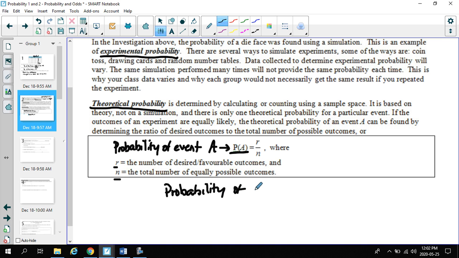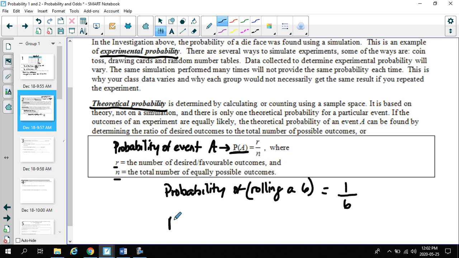So the probability of rolling a 6. Event A is rolling a 6. So our desired outcomes are rolling a 6. There's one way to roll a 6. The number of equally possible outcomes: we know there are 6 possible outcomes and they're all equally likely for a regular die. So 1 out of 6.